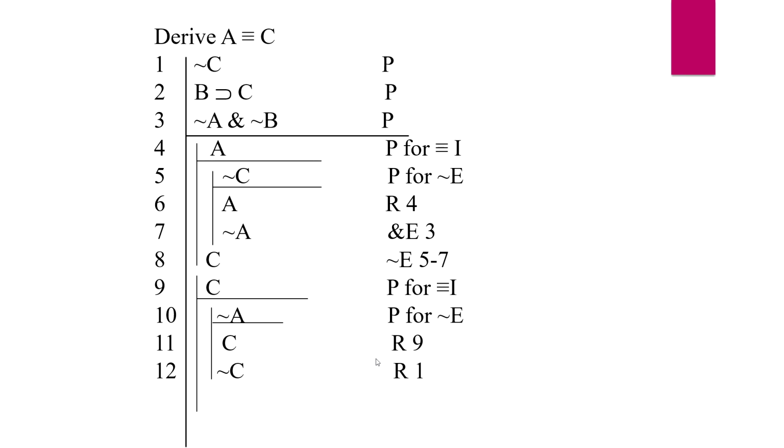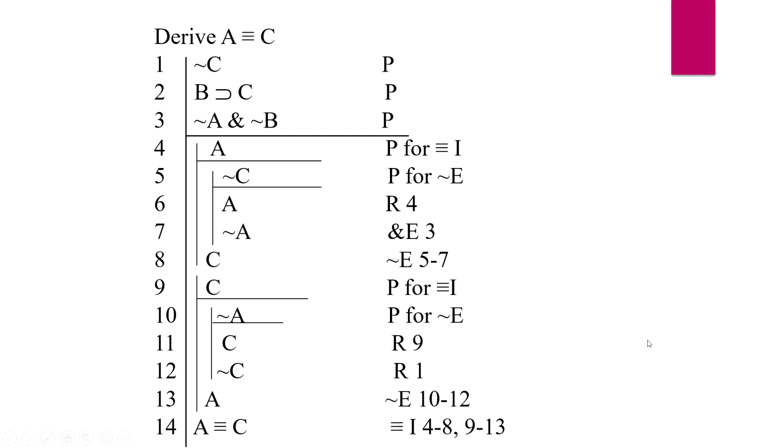Now that we have the contradiction inside of our subderivation for negation elimination, we can go back one scope line and use that rule on line 13 to get A by negation elimination from lines 10 through 12. So now we've got two subderivations that are both right up against our main scope line, one that assumes A and proves C, and one that assumes C and proves A. Now on line 14 on our main scope line, we can use biconditional introduction to get A if and only if C from lines 4 through 8 and lines 9 through 13.